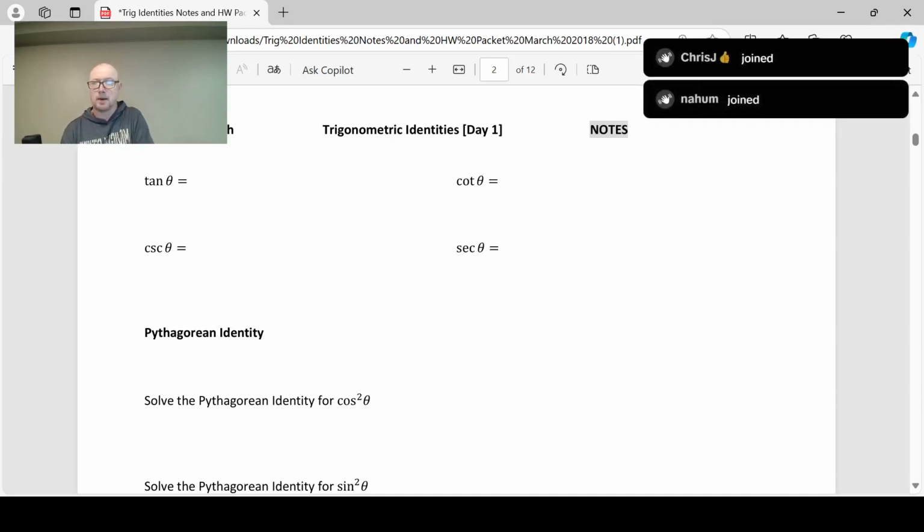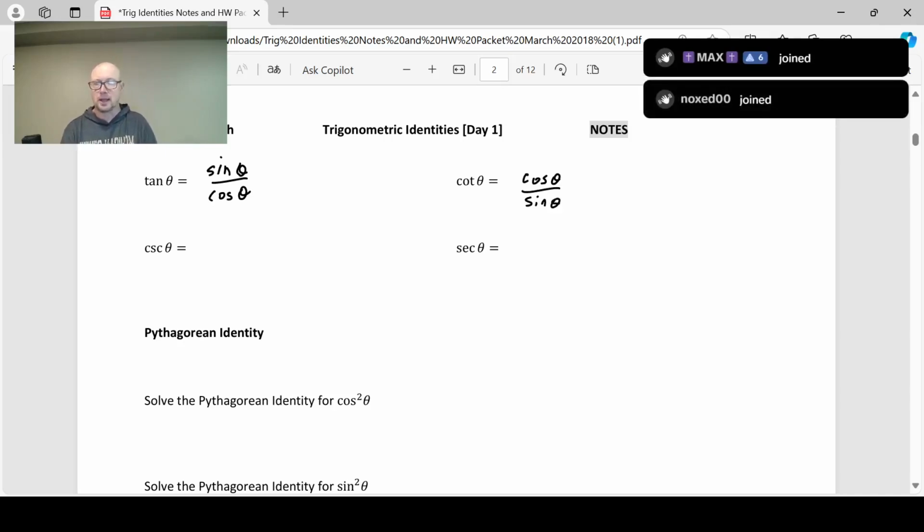Tangent theta, by the quotient identities, is going to equal the sine of theta divided by the cosine of theta. Okay? Cotangent theta is the reciprocal of the tangent theta, so this is just going to be cosine theta divided by sine theta. Okay?